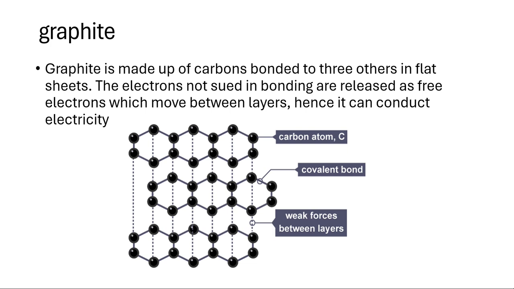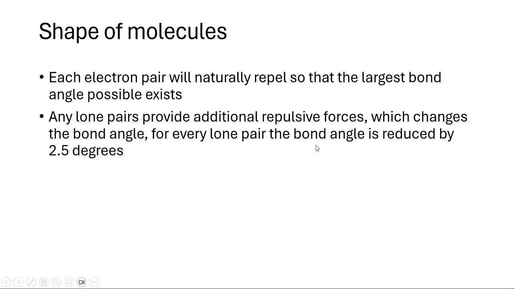Electrons not used in bonding are released as free electrons, which move between layers here. Hence, it can conduct electricity. So as a result, the electrons that are not bound are free to move, and hence it can conduct electricity. Graphite is made up of carbons bonded to three others, in flat sheets over each other.